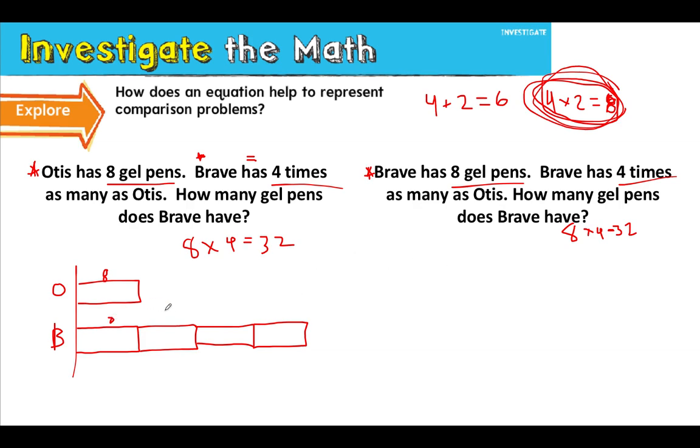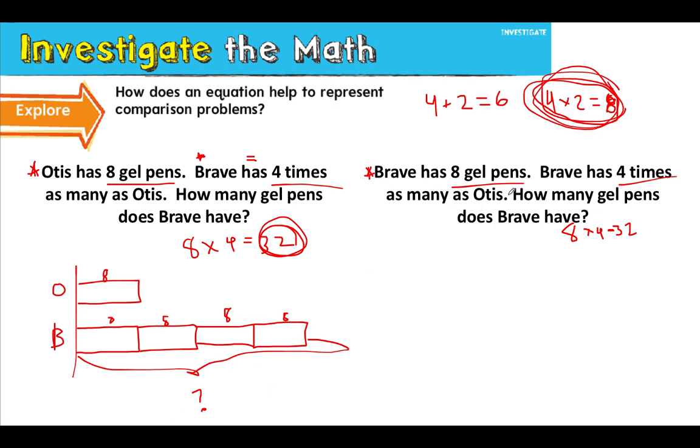That's 8, 4 times. And it's asking me how many gel pens does Brave have. So here's Brave. Right? And it's 8 times 4. Brave really does have 32. Okay, great. So now let's do the next one.